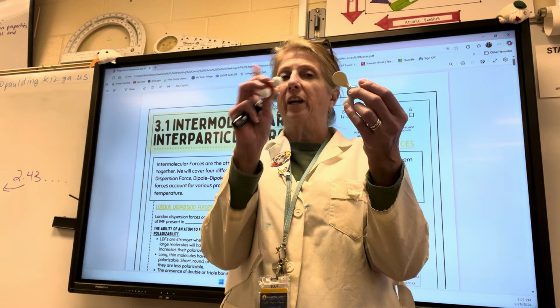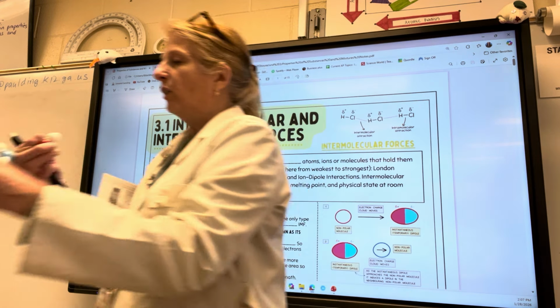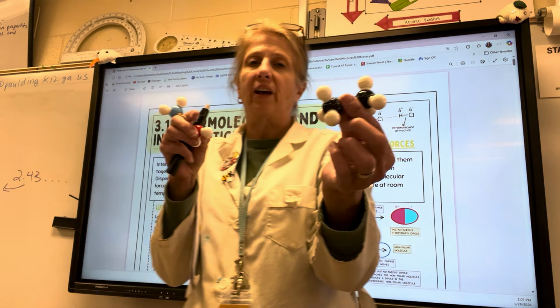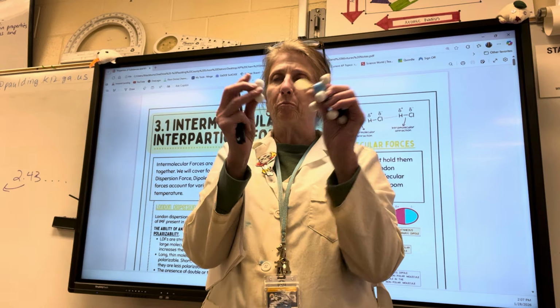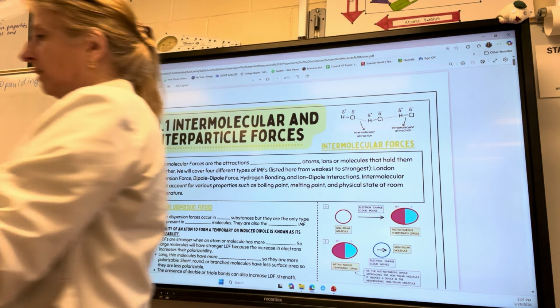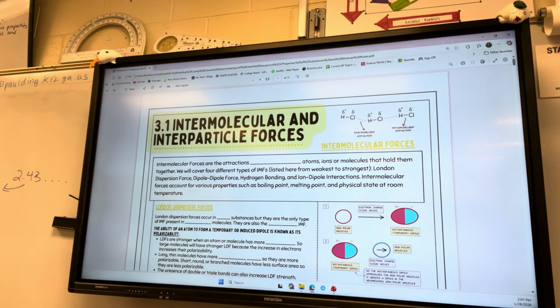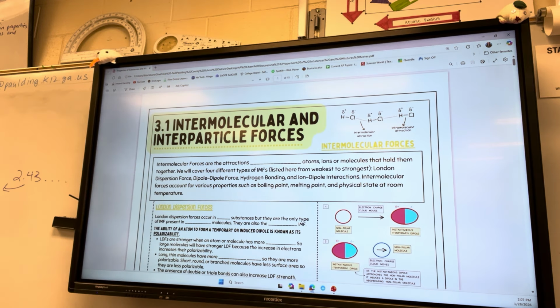Now, we call them bonds, but they are much, much weaker than real bonds. Real bonds, ionic and covalent, are very strong. These are weak but important. There will be no life on this planet without water sticking to water. Oh, I don't have two waters. So we'll talk about that when we get to it.